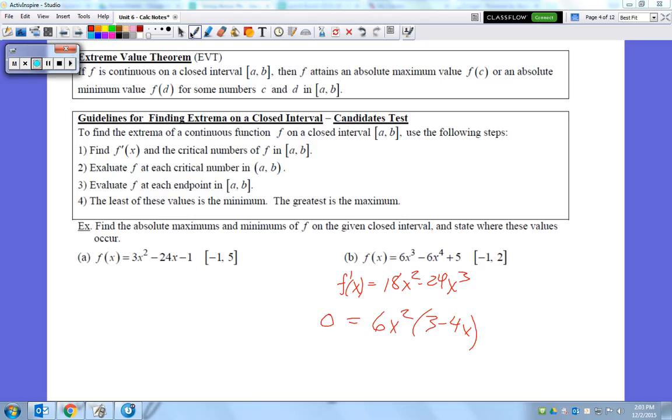The first 0 is what? 0. The other 0, without rewriting or doing algebra, do it in your head, would be what? 3/4. So when I list out per candidate's test, I'm going to list x, f of x. And if I wanted to go least to greatest, just so that you can get in your head how this is arranging, what's the lowest one that I'm going to write? Negative 1 and then 0, 3/4, and 2.